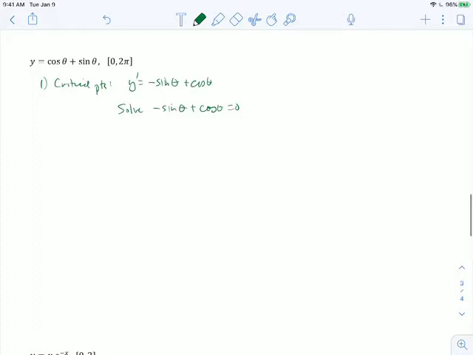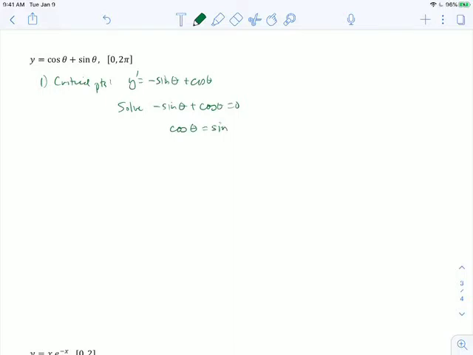And I don't have a lot of algebra I can do here, but I need to kind of reason through what I remember about trig functions. And so if I add sine theta to both sides, I get cosine theta equals sine theta, which means I'm looking for angles in either the first or third quadrant, because that's where the sines and cosines are equal. Sine and cosine are both positive in the first quadrant.